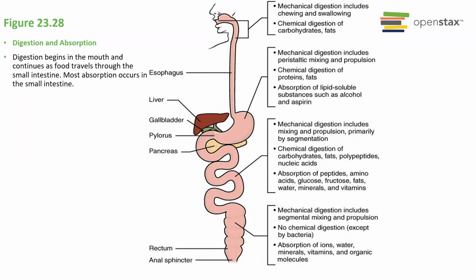This is a stark comparison to the absorption of peptides, amino acids, glucose, fructose, fats, water, minerals, and vitamins, which get absorbed in that small intestine. You have a further absorption of ions, water, minerals, vitamins, and organic molecules, which can occur in the large intestine. So this is just a very nice summary and breakdown of, once again, mechanical, chemical, digestion, and absorption.